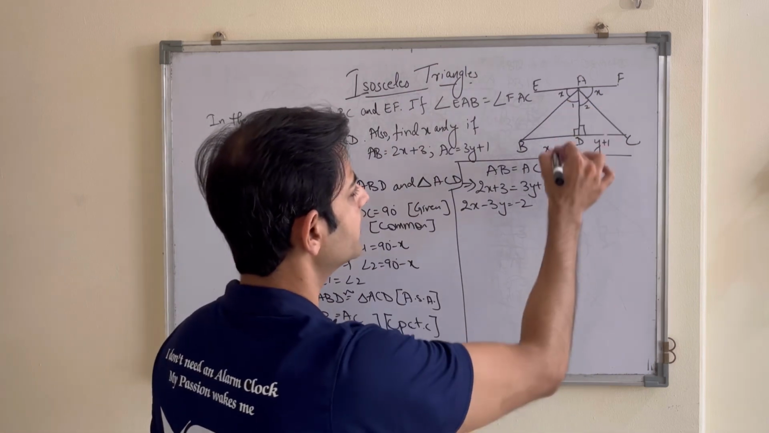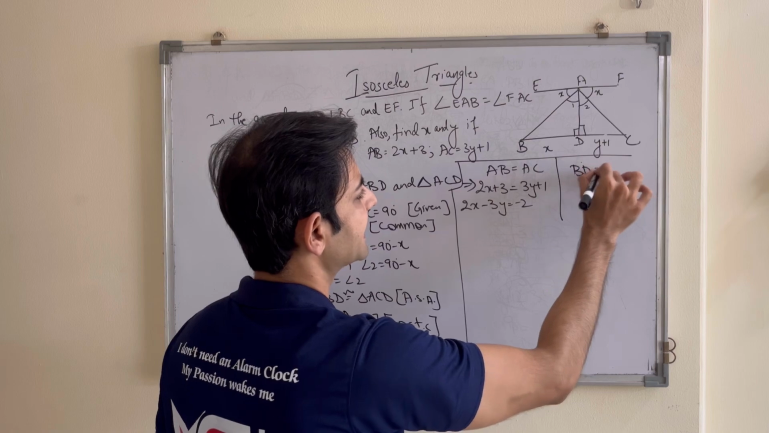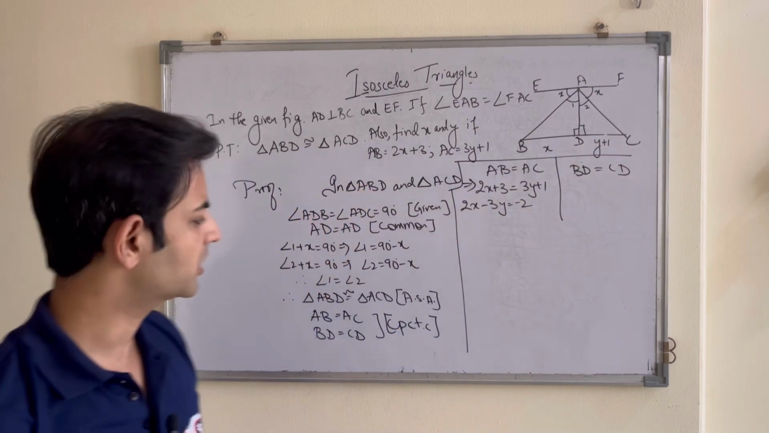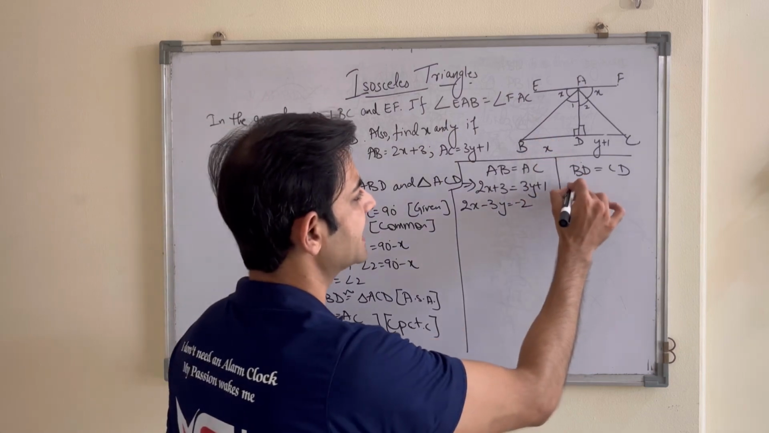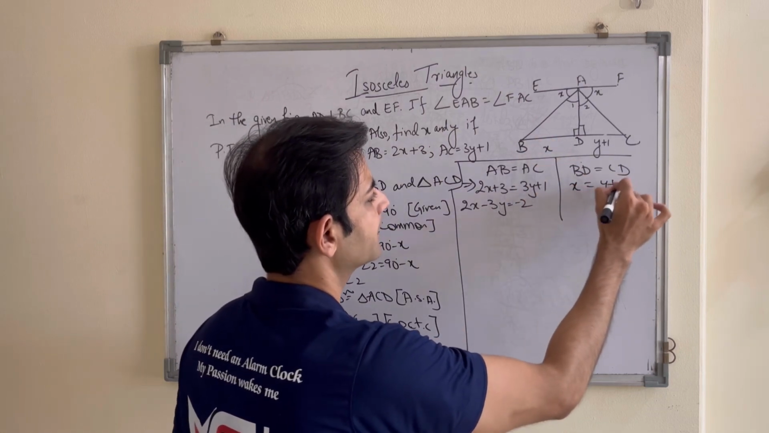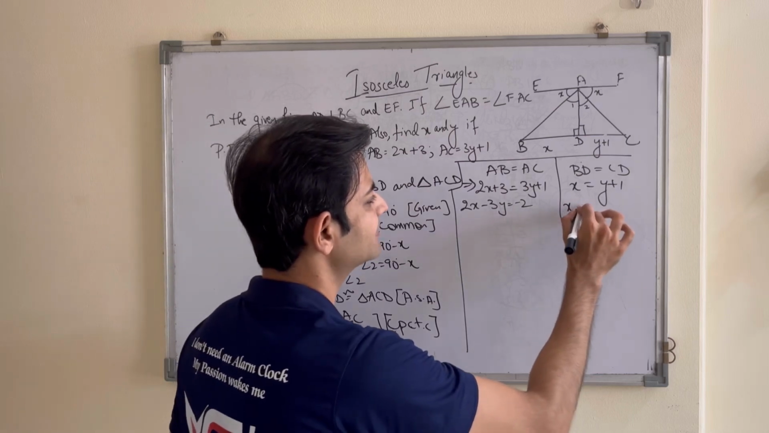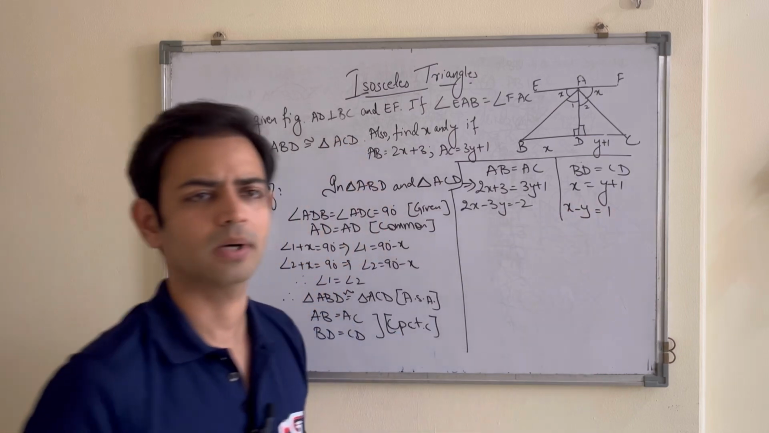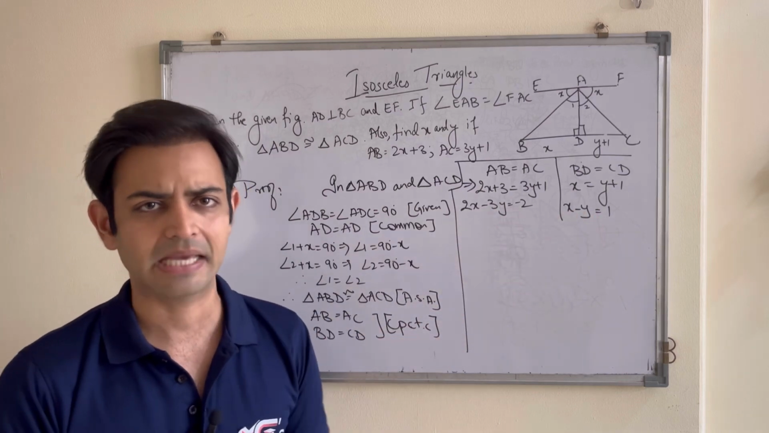Similarly, we can go for here. BD is equal to CD because we have proved them from CPCT that they are equal. BD is x, is equal to y plus 1. You can take this y on the other side, so we have x minus y is equal to 1. Now we have got two equations, two variables, we can just solve them simultaneously.